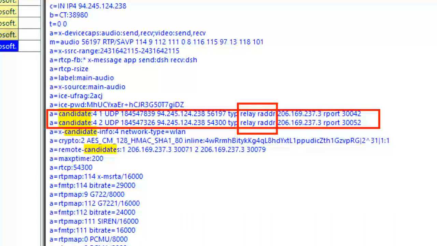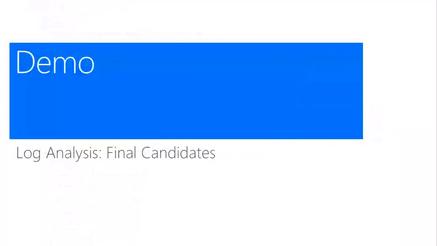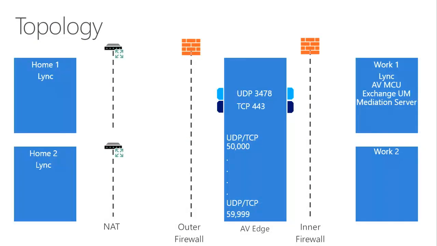Good. So now we have seen how the ICE process actually works, how we get this most optimal media path. So what we're going to do next is look into the different scenarios, the different call flows. And I have here this topology.